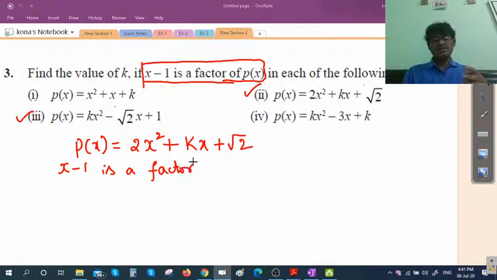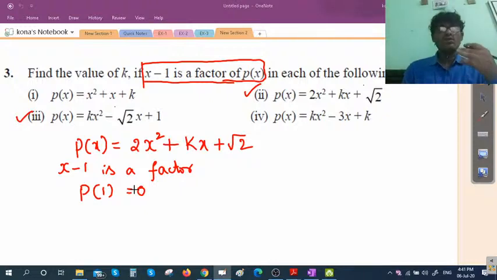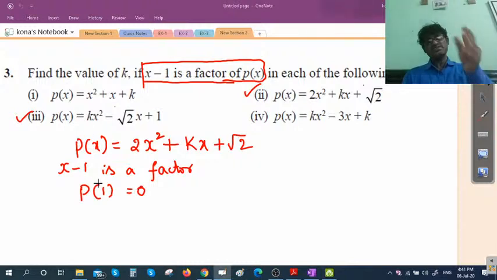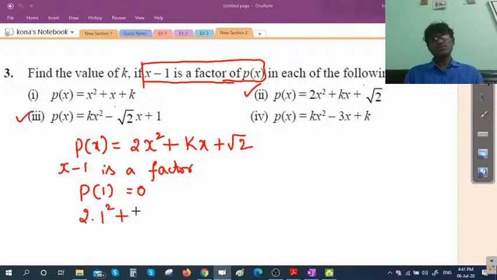If x minus 1 is a factor, according to the factor theorem, we can say that p of 1 is equal to 0. So how can you get p of 1? Just by plugging in x equal to 1 in the given polynomial. Plug in means substitute. In the place of x, you write 1. So you will get 2 times 1 square plus k times 1 plus root 2, which is equal to 0.